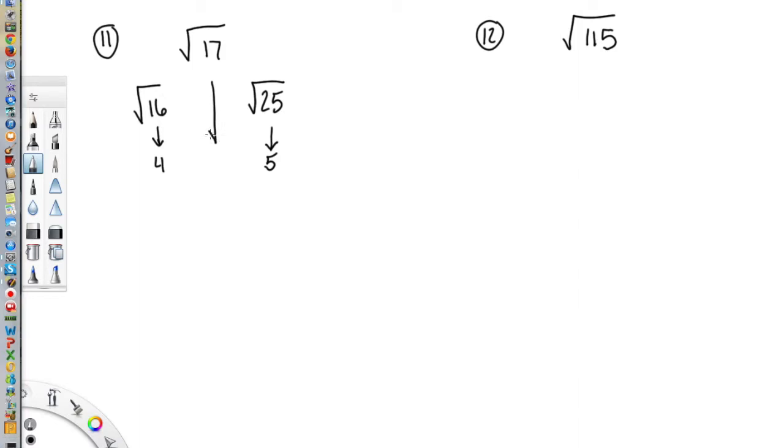So 17 is somewhere in between these two. It must be greater than 4, but it has to be less than 5. And I can tell that 17 is closer to 16, so my answer is going to be closer to 4, because the square root of 17 is closer to the square root of 16 than it is to 25. If I was going to approximate to the closest whole, I could stop right there. But it asked me to go to the nearest hundredth. So this is the next step that I need to take.